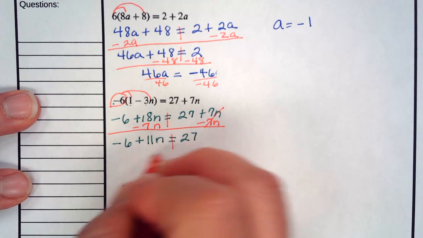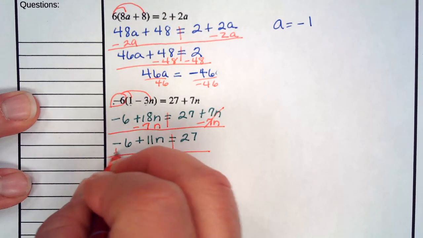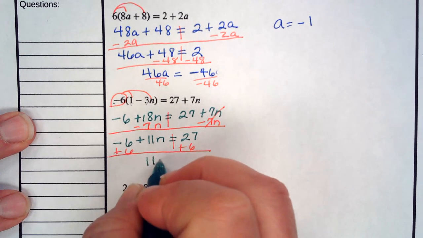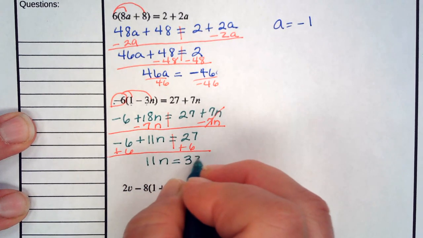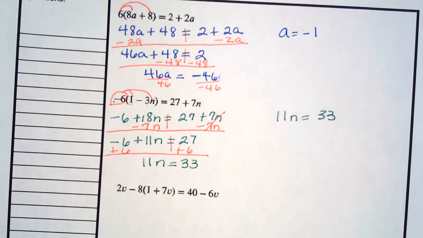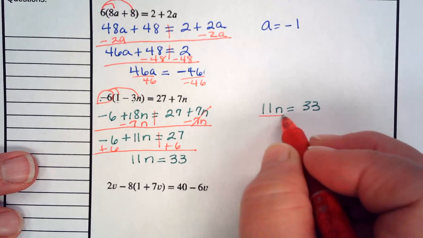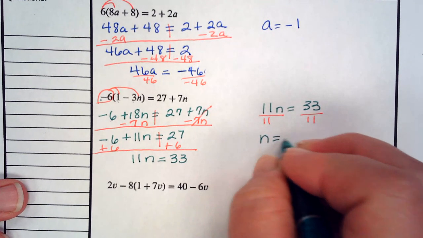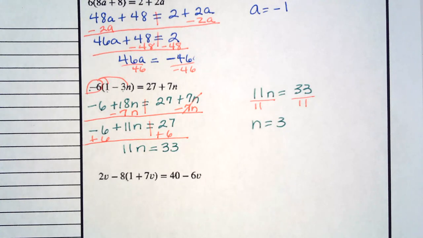Next step, get your numbers to the same side. Add 6 to both sides. 11n is equal to 33. Last step is to divide both sides by 11, and n is equal to 3. Check your answer to make sure it is correct. Pause the video and see if you can do the next one on your own.